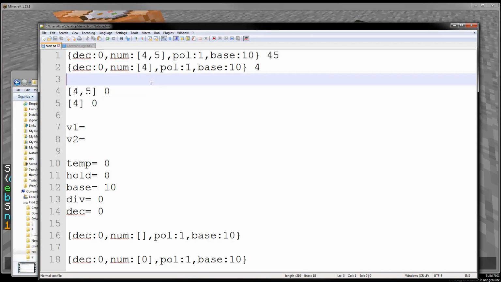So the last operation I'm going to talk about is division. Now, I'm not great at explaining division, but I will try my best to make it understandable. Basically, division in the system is through recursive subtraction.